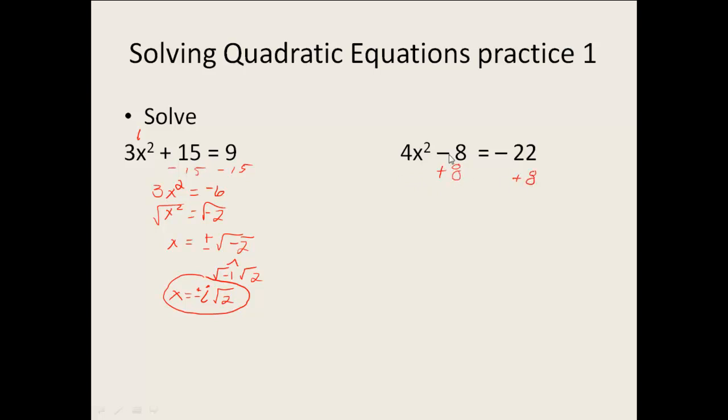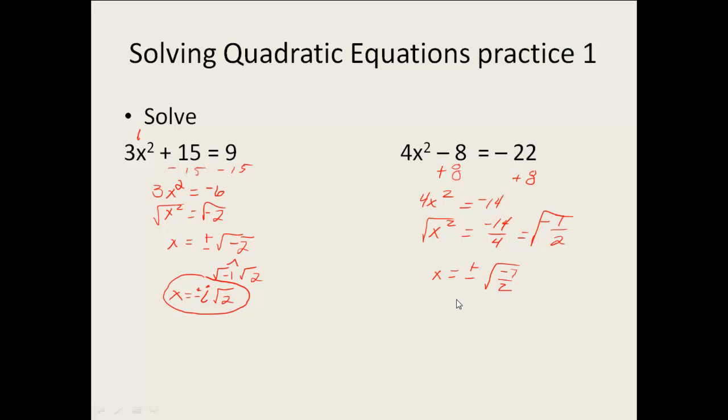Okay, on our second one here, I am going to go ahead and add 8 to both sides because I only have x in one spot, so I can do my algebra. And I end up with 4x squared is equal to negative 14. Divide both sides by 4, and I'm not allowed to have the decimals, remember. So I'm going to leave it as negative 14 over 4, but then I'm going to go ahead and reduce that to negative 7 over 2. Then I have to get rid of the square. So to get rid of the square, I square root both sides, and I'm left with x is equal to plus or minus the square root of negative 7 over 2.